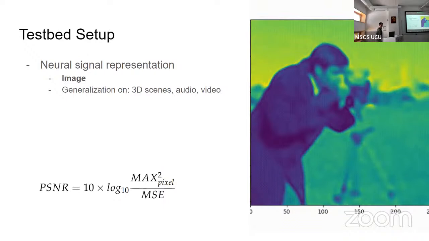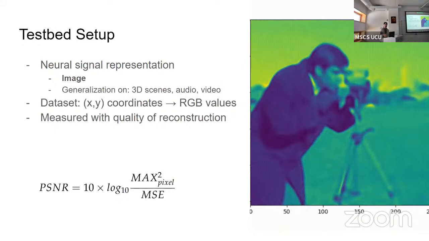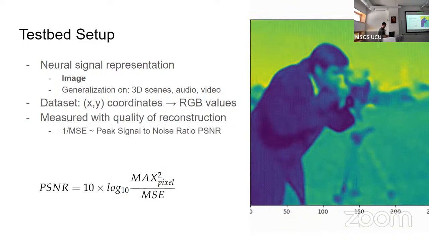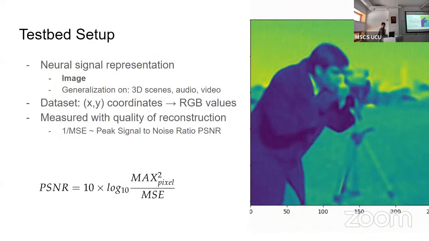In the case of images, the dataset looks very simple. It is a mapping from XY coordinates of an image to the RGB values. And the metric of interest is the quality of the reconstruction of the signal, measured with the signal-to-noise ratio. Actually, this is a fancy logarithmic formula of the mean squared error. The higher it is, the better, and it is widely used in the literature.